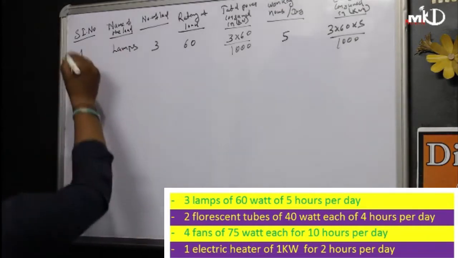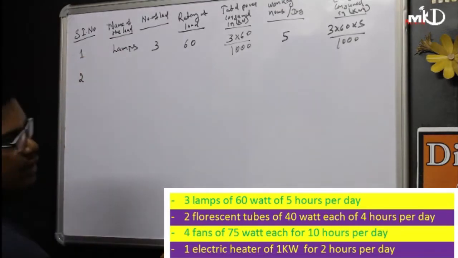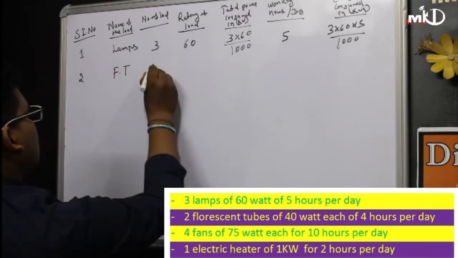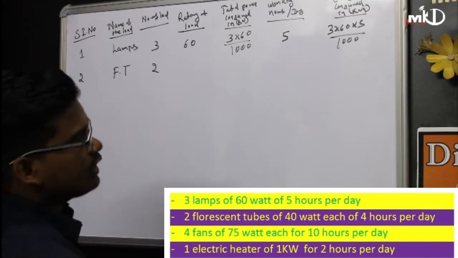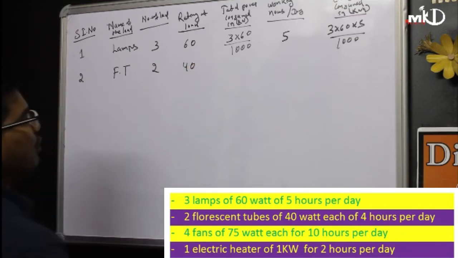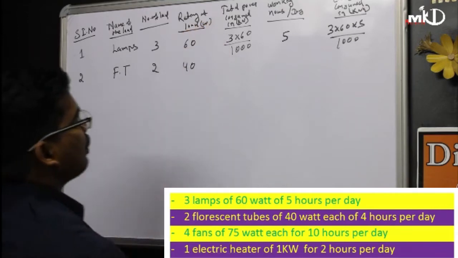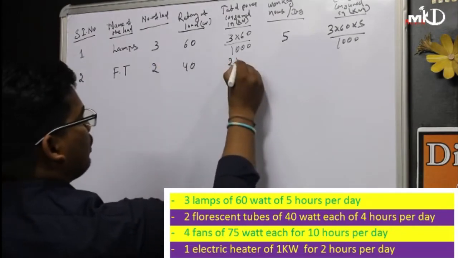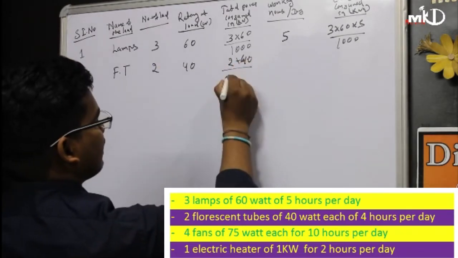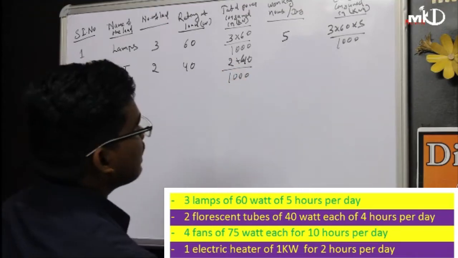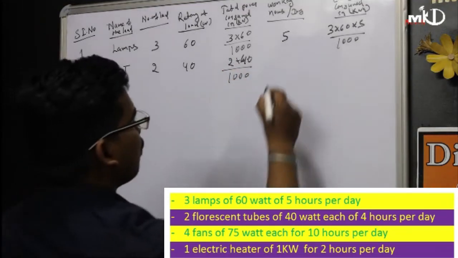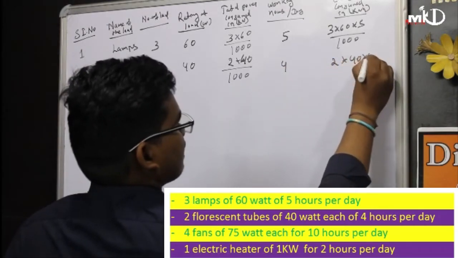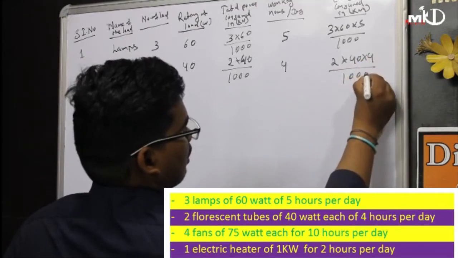Next one is your fluorescent tube. It is 2 numbers. Rating of the fluorescent tube is 40 watt. Total power consumption is 2 into 40 divided by 1000. Working hour is 4 hours. So total is 2 into 40 into 4 divided by 1000.